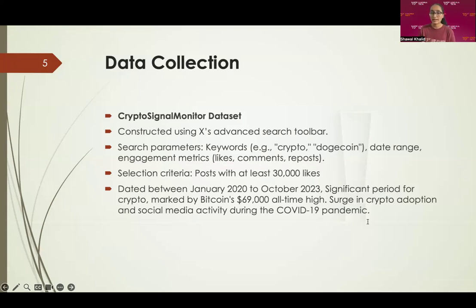So to make sure we were analyzing the more impactful posts, we also had a selection criteria. The posts that are included in our data set only have 30,000 likes or more. This kind of helped us focus on content that really resonated with people, especially during the time when crypto was booming. Also, crypto online activity was on a surge during the COVID-19 pandemic, and all of that time comes from January 2020 to October 2023.